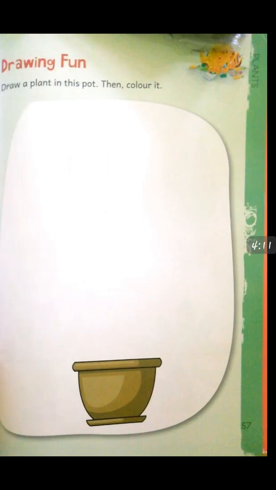Now students, open your book, Woodall's book number 1 at page number 57. Drawing fun. Draw a plant in this pot, then color it. Here is a pot and you have to draw a plant. You can draw any type of plant which you like, and fill the color in the plant. Color means fill the green color in leaves, fill any color like orange, red, pink into the flowers, fill the brown color into the wood stem, and fill the green color into the leaf.